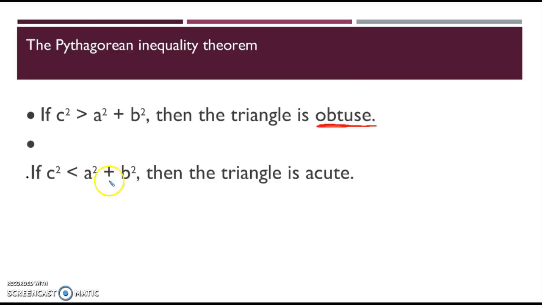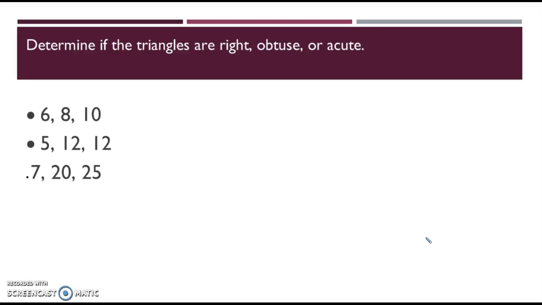If c squared is smaller, then the triangle is acute. So remember, acute is less than 90, so if it's a smaller c squared, it's a smaller angle and it's acute. So for some examples, I want to determine if these triangles are right, obtuse, or acute. So I'm just going to plug them into a squared plus b squared, and I want to know how that relates to c squared.